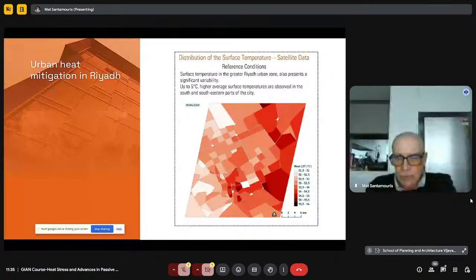So we compared these assessments and these measurements against the corresponding simulation we had performed before. And we understood that our simulations regarding the surface temperature are quite accurate.